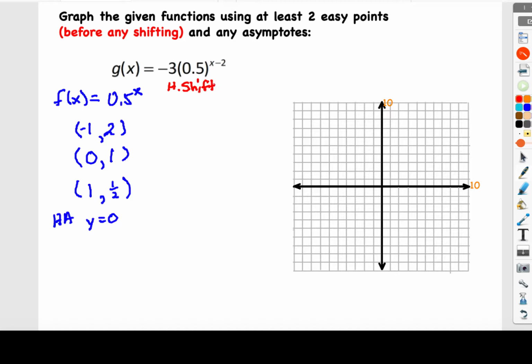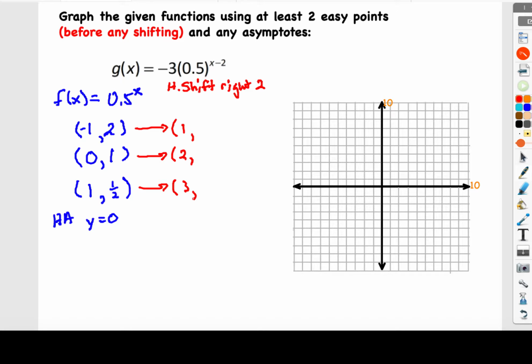Remember that subtracting 2 inside the exponent, inside the function, is going to shift horizontally. We've talked about transformations before. Right 2 units. So I'm going to take all of my x coordinates and shift to the right. So I'm taking -1, I'm going to add 2. I'm going to take 0 and add 2. And I'm going to take 1 and add 2. I'm just going to add 2 units to each one of those numbers.